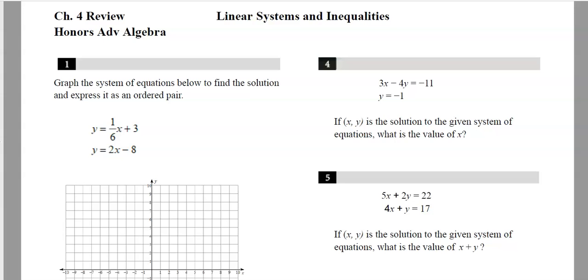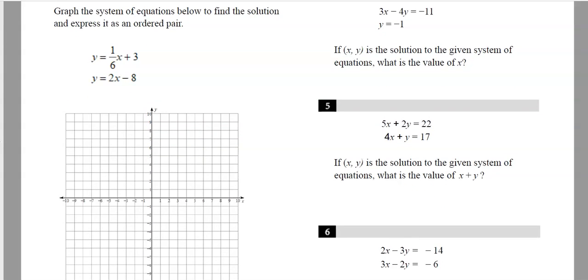All right, chapter 4 review, linear systems and inequalities. A lot going on in this chapter, so let's jump right into it so we can get ready for this test. All right, number 1, graph the systems of equations below to find the solution. Of course, you could use substitution or elimination, but I want to see that you can graph these, find the intersection point.